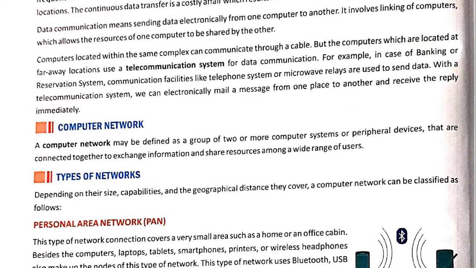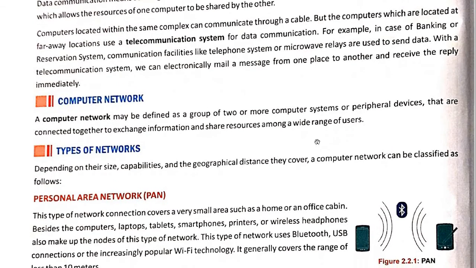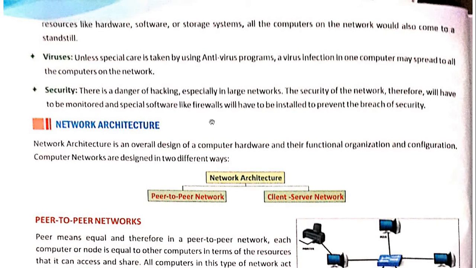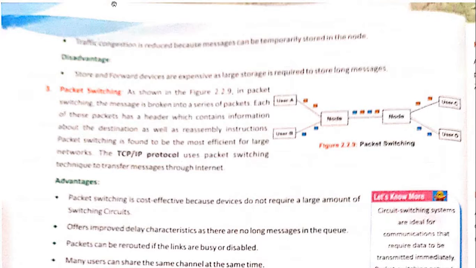It can be in a small area, means only two or three computers may be connected to form a network, or it may be a wide range of users. Means the people of a district or a country or the world are interconnected to share resources. For example, we share resources on the internet when we are connected with the internet. So now let us see what are the different types of networks.